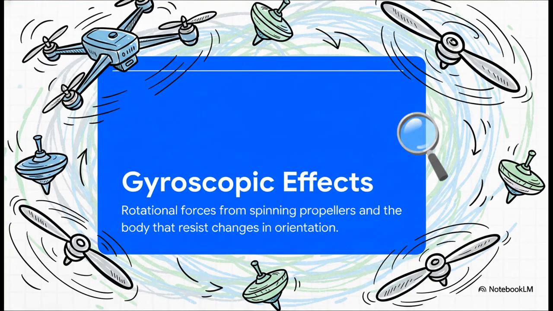And one of those key complexities is the gyroscopic effect. Think about it. The propellers on a drone are spinning incredibly fast, thousands of times a minute. This creates a powerful stabilizing force, almost exactly like a spinning top, that desperately wants to stay upright. This advanced model includes these forces, which are absolutely critical for predicting how the drone is going to react when it tries to tilt or turn.